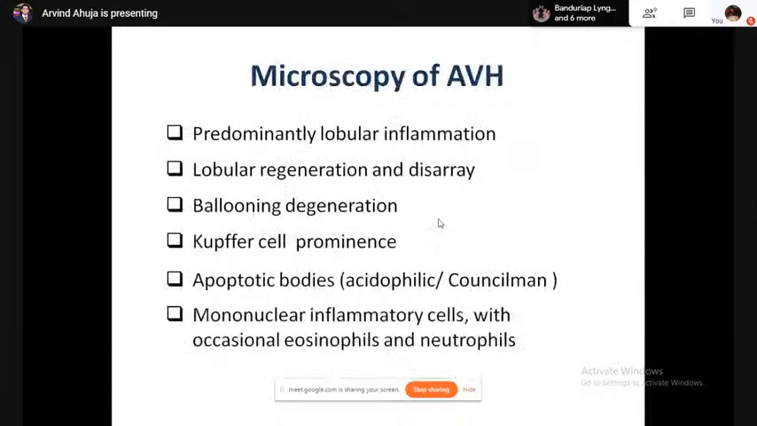Coming to the microscopic features of acute viral hepatitis, the inflammation is predominantly lobular, and you can see lobular regeneration in the form of binucleated or multinucleated hepatocytes, and there is disarray, there is lobular inflammation, sinusoidal Kupffer cell prominence, there is ballooning degeneration of the hepatocytes, there are apoptotic bodies or acidophilic bodies, and there are mononuclear inflammatory cells along with occasional eosinophils or neutrophils present predominantly in the lobules.